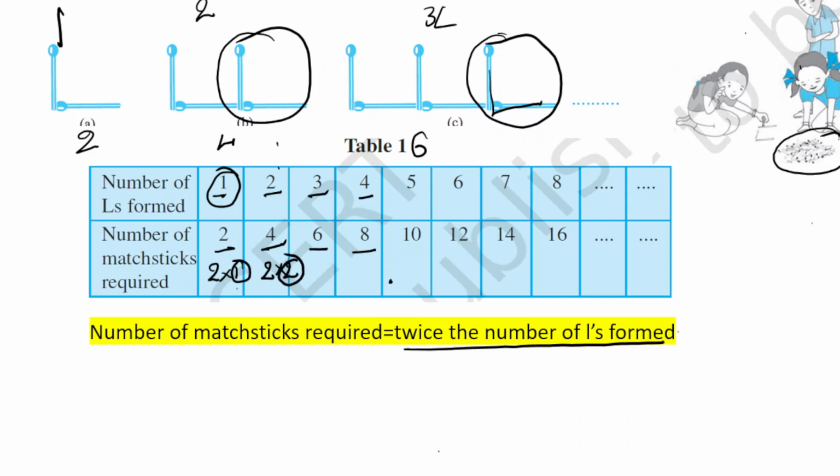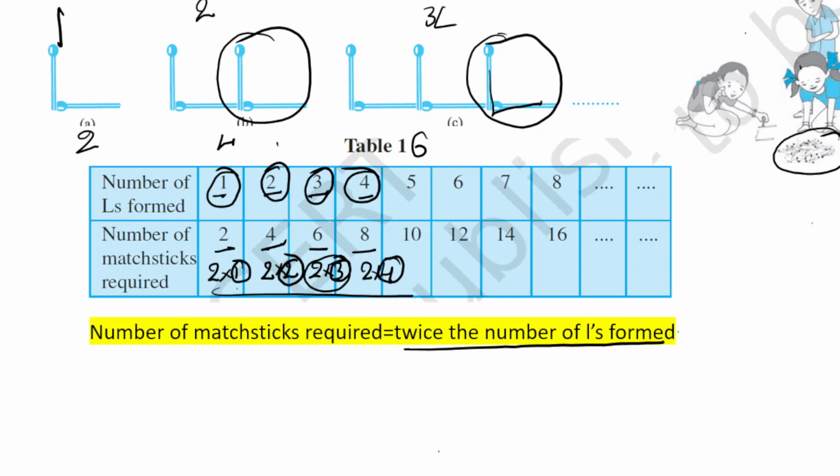This 2 is nothing but the number of L's formed, and the number of matchsticks required for forming 3 L's is 2 into 3, that is equal to 6, where this 3 is nothing but the number of L's formed. And to form 4 L's, the number of matchsticks required is 2 into 4, that is equal to 8, where this 4 is nothing but the number of L's formed.